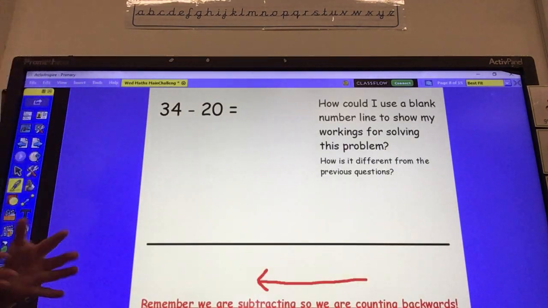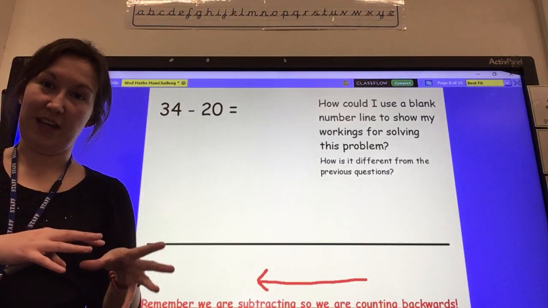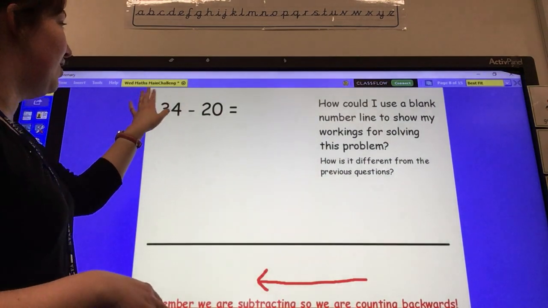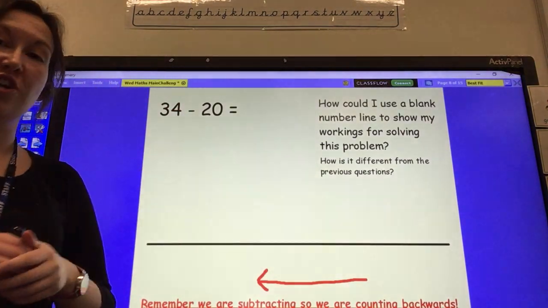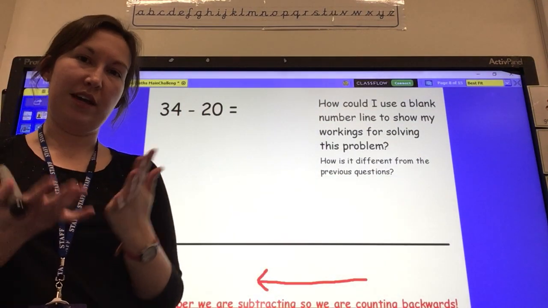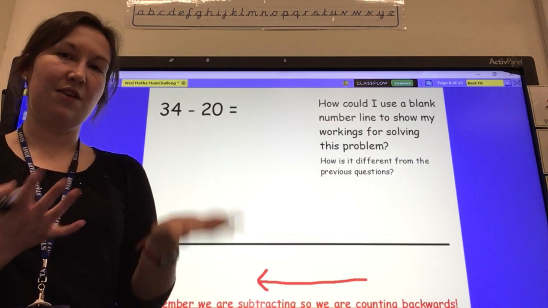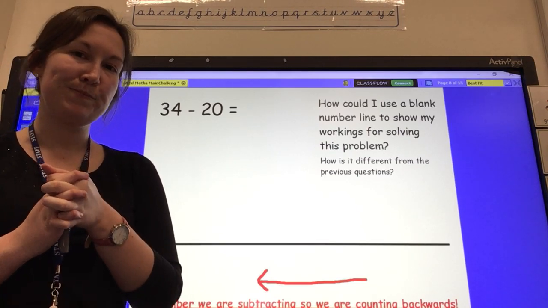Now, just like we did the other day, we didn't stick with just adding multiples of 10. We also looked at using a two-digit number that had tens and ones, and we're going to do the same with subtraction today. So 34 take away 20. How are we going to do that on a blank number line? Have a think, see if you can figure out what we're going to do before I show you the method.